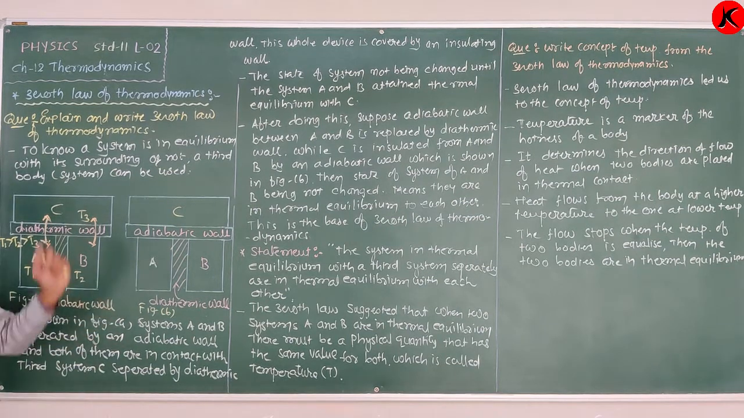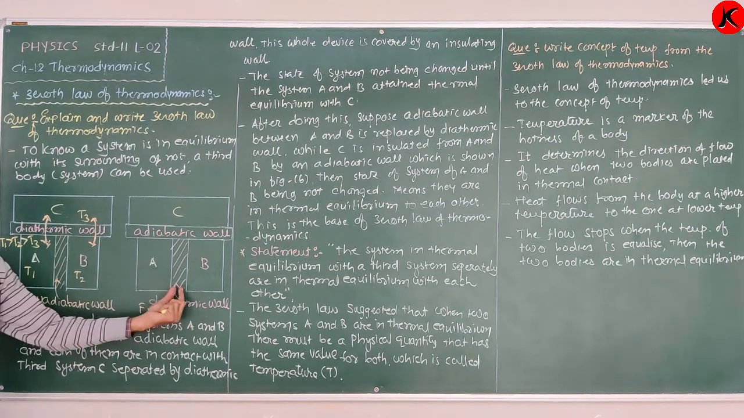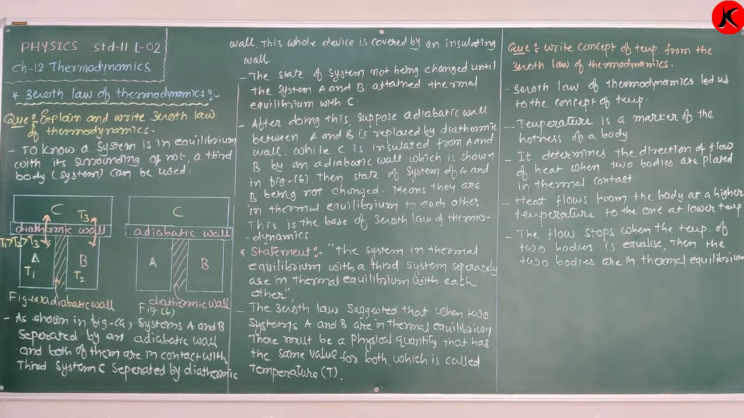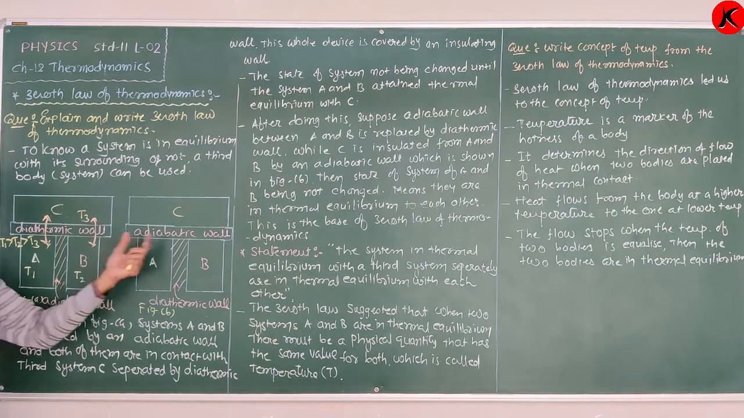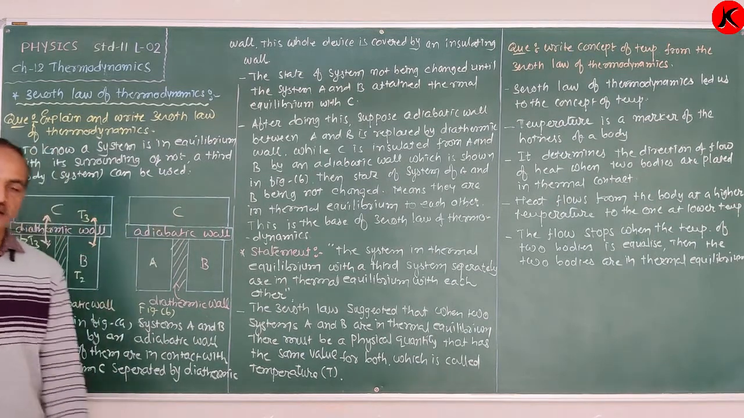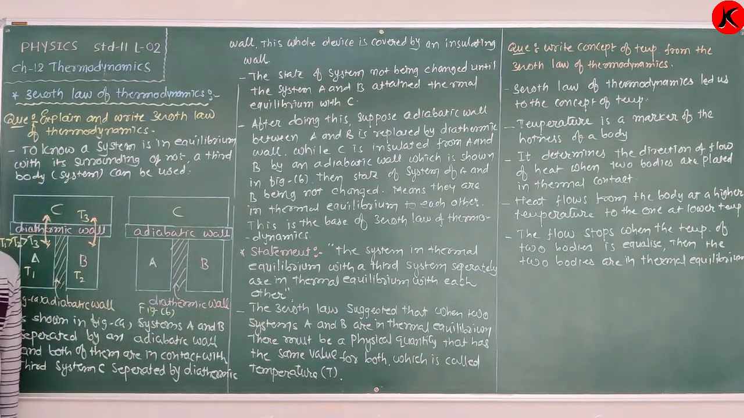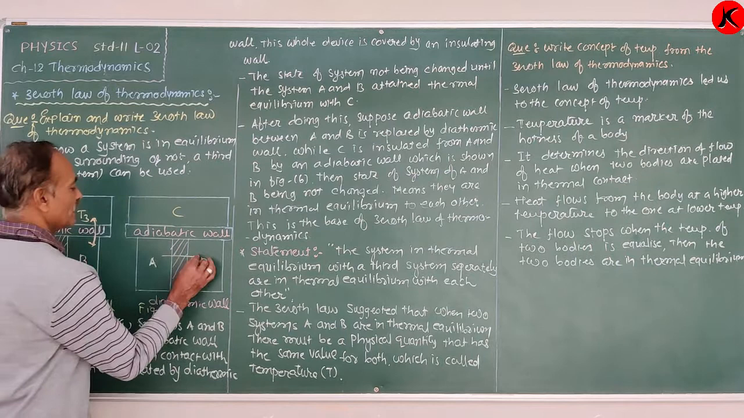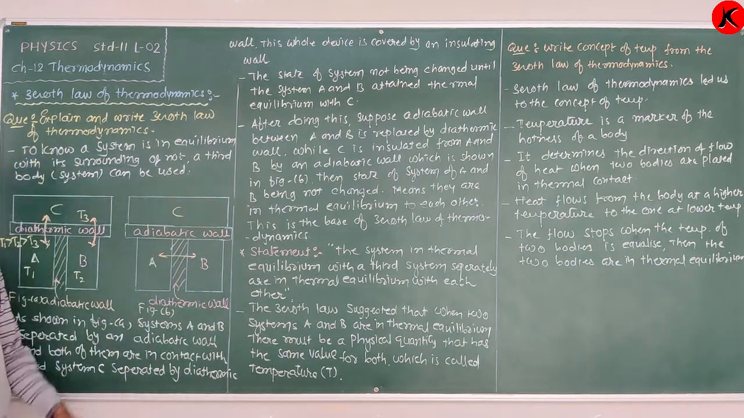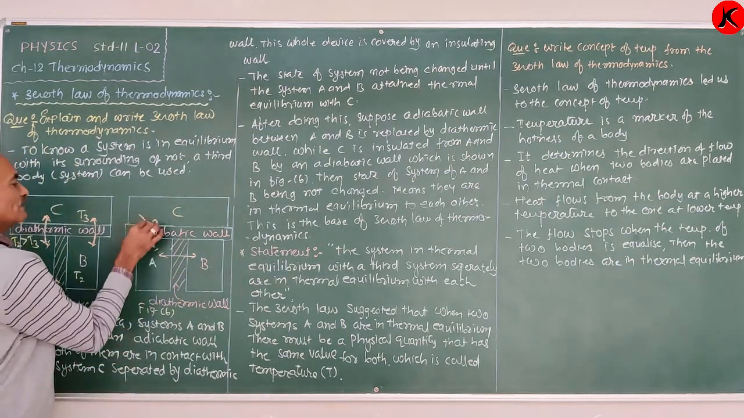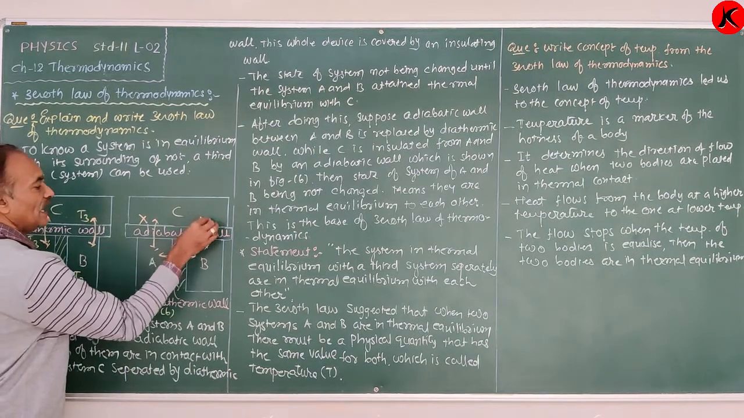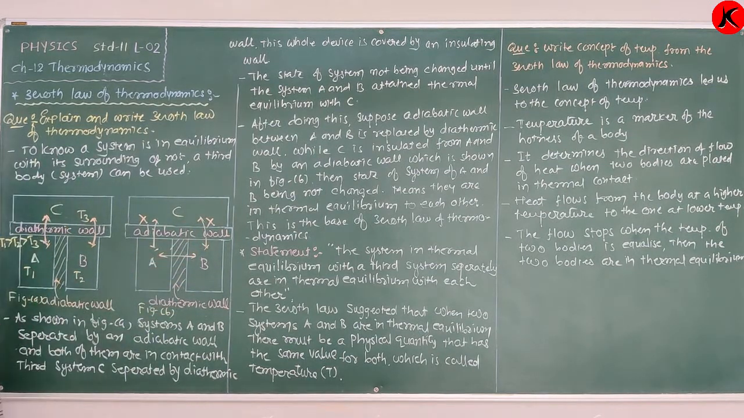Okay. Now in figure B, the adiabatic wall, the non-conducting wall, is replaced by a conducting wall between A and B. And now the diathermic wall, that means the conducting wall between C and systems A and B, is replaced by a non-conducting wall. So what happens? Only thermal equilibrium is established between A and B, because the exchange of heat takes place between A and B, but does not take place between A and C and not between C and B.